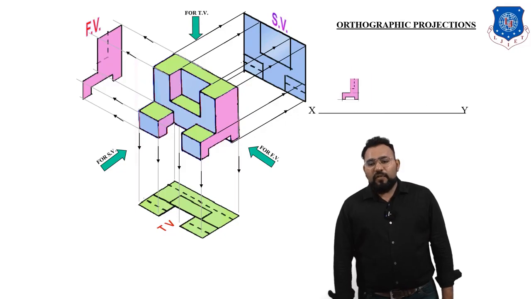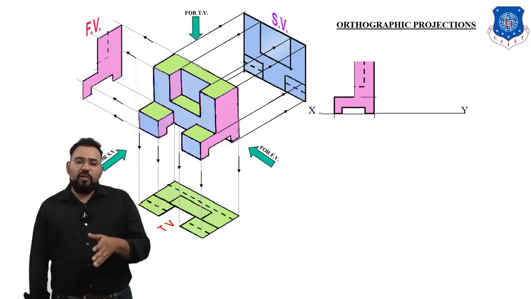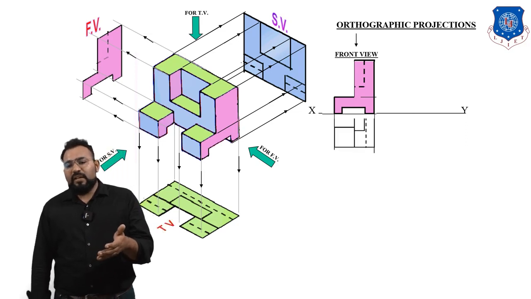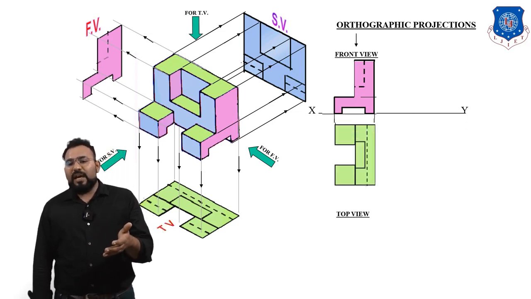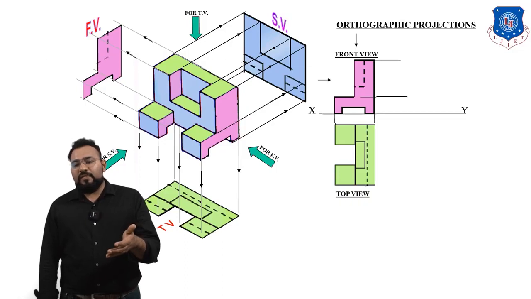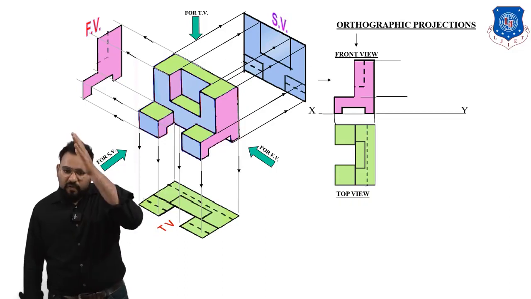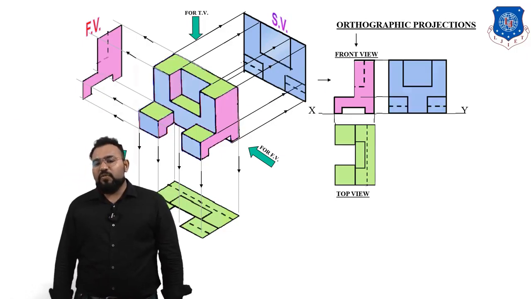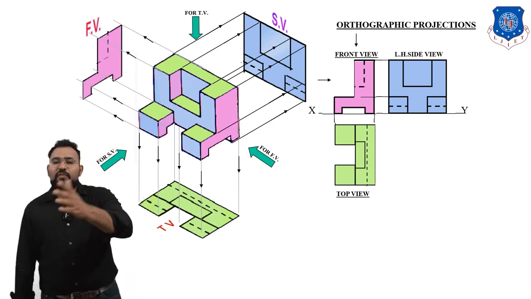Now let us draw the front view. This is how you have to draw the front view. Then you have to draw the top view, because this is the first angle orthographic projection method. This is the top view, and now let us draw the left hand side view. For drawing the left hand side view, first draw the vertical x1 y1 line and then draw the left hand side view. It is going to look like this. This is how you have to do it.